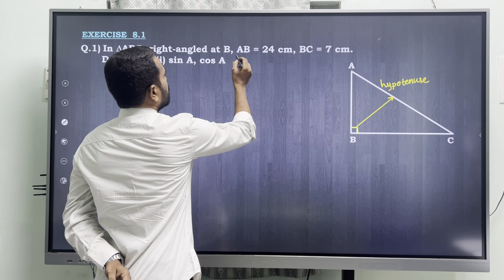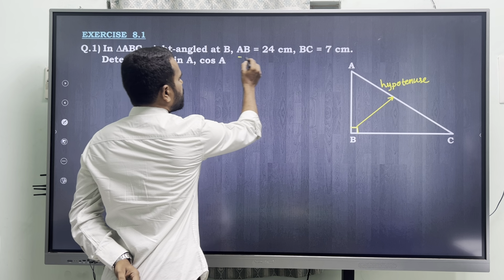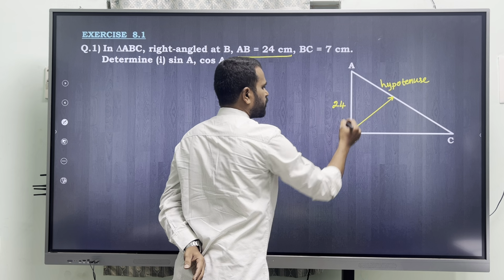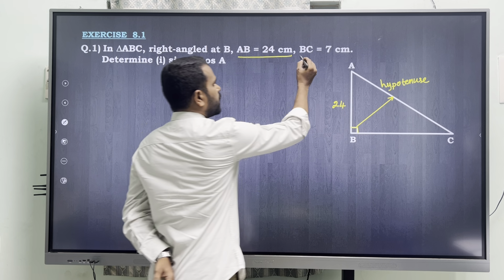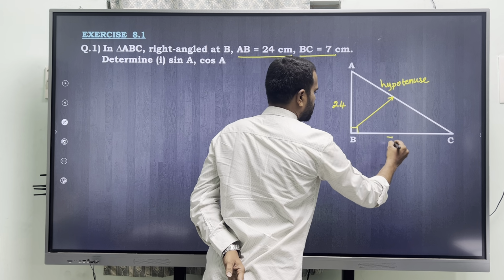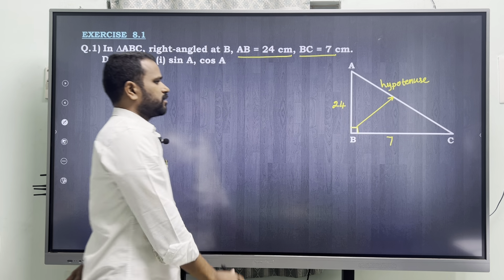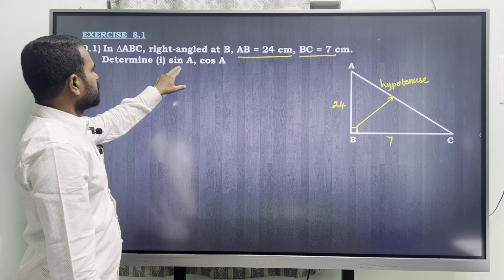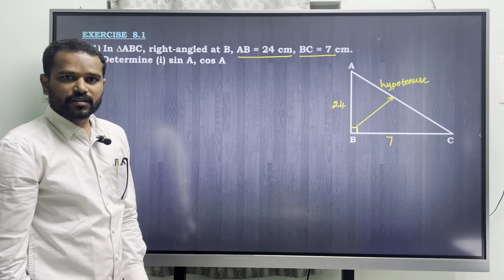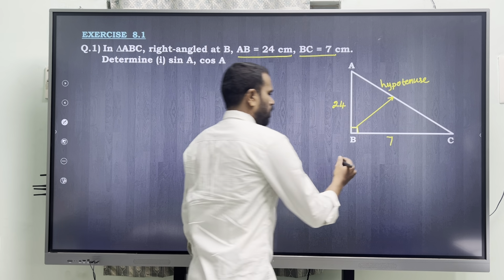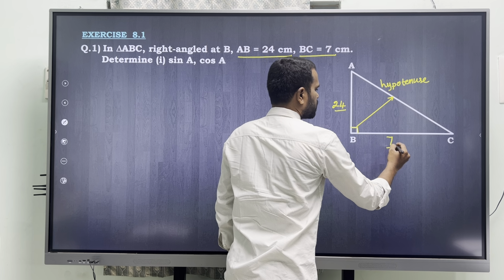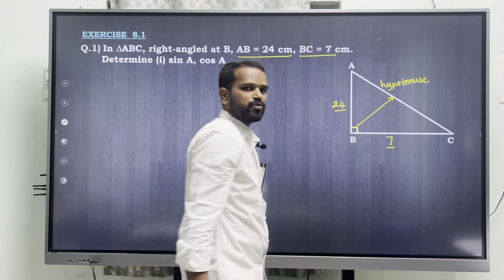Right angled at B, AB equal to how much? 24 centimeters. And BC is 7 centimeters. Now he is asking to determine sin A and cos A. So let us complete this triangle. Here we are given two sides and the third side, the hypotenuse, we have to find.